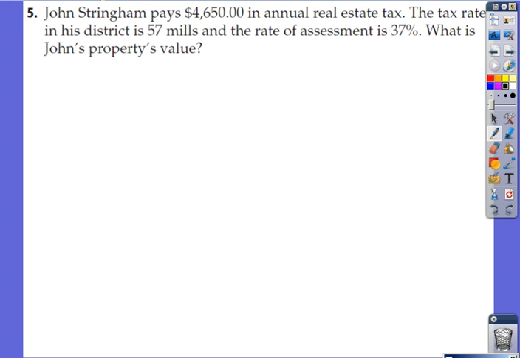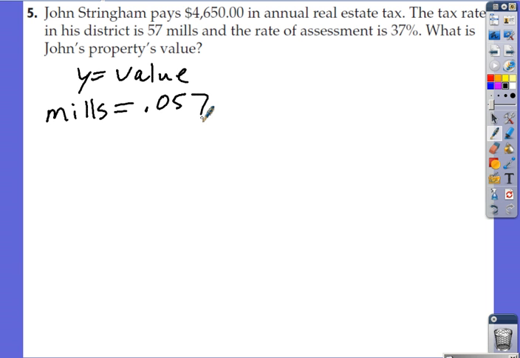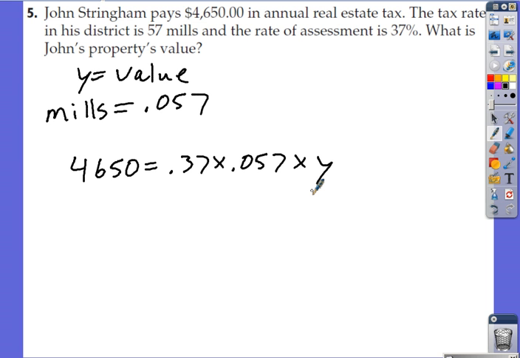Okay, here we go. Again, identify your variable. So Y is the value. My mills are 0.057 because I moved my decimal 3 places to the left. Set it up. $4,650 equals my rate of assessment, 0.37, times 0.057, times Y. Okay? 0.37 times 0.057.